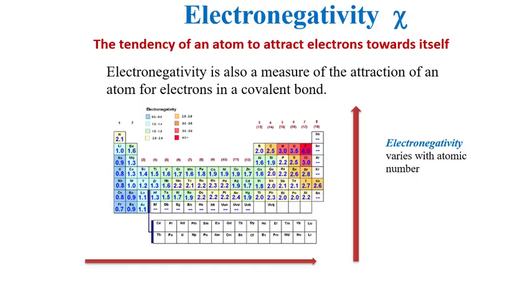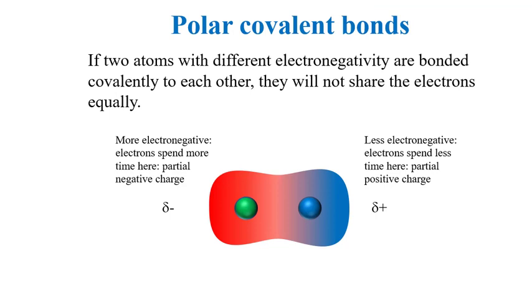Now, just as a reminder, I put there the trend of the electronegativity. Now you can see that besides having a trend, you do have specific numbers associated with electronegativity. Now, a polar covalent bond is formed when we have two atoms that are bonded together that have different values of electronegativity, and this will cause the electrons to spend more time around one of the atoms, the one that is more electronegative than the other.